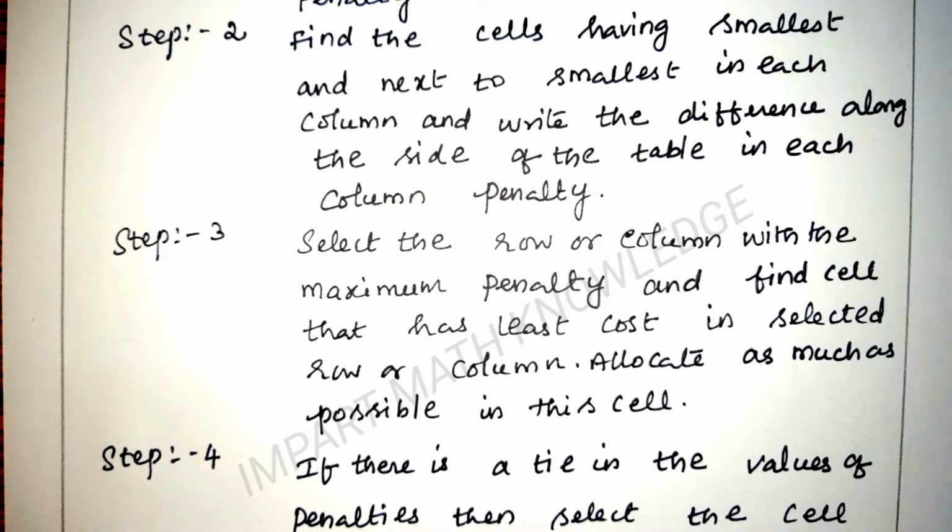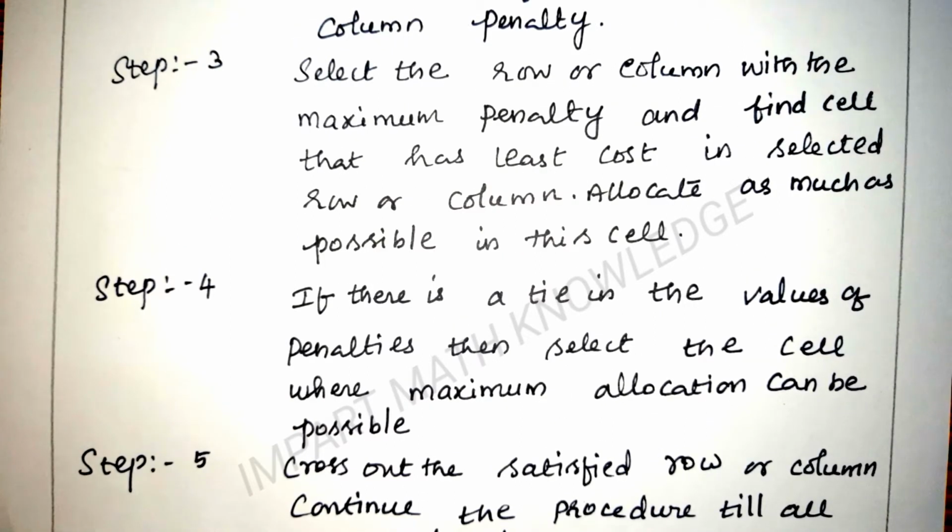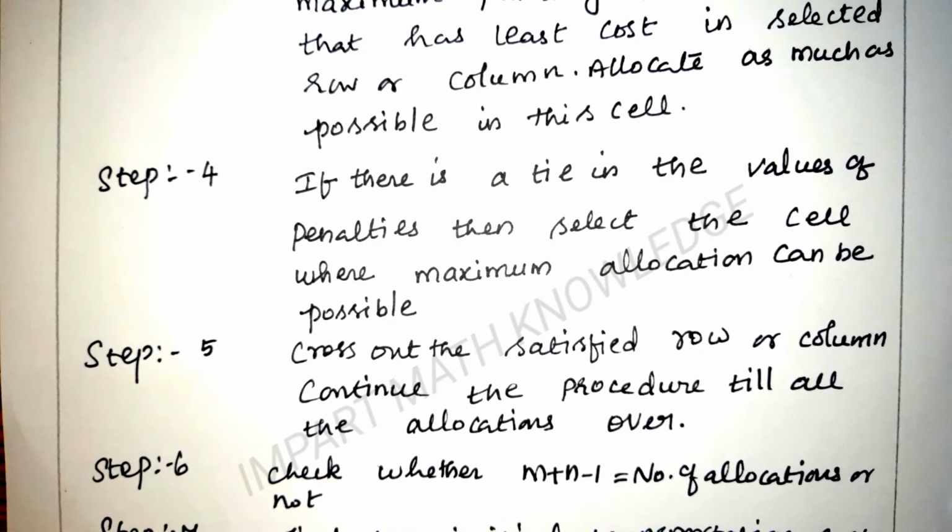After that, we have to select the maximum penalty from row or column. You allocate your value in that particular row or column. In that row or column, you have to pick the minimum cost cell. There you allocate your value. For allocating the value, you have to select the minimum value from supply or demand in the corresponding row or column. Once you allocate the value, you cross out the satisfied row or column. Continue the procedure till all the allocations are over.